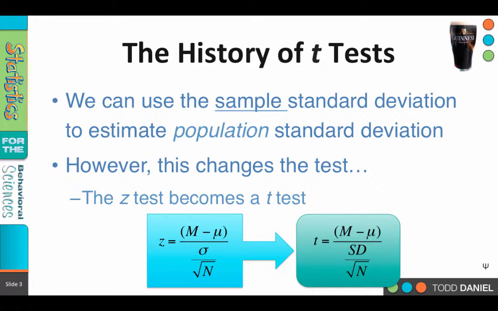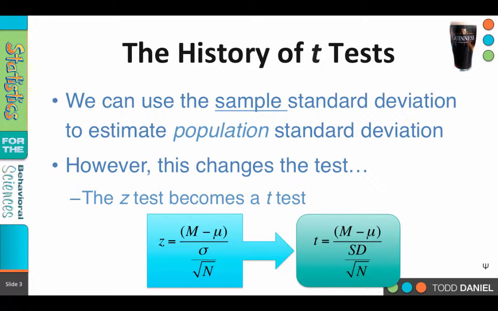Well, we might solve this problem simply by using the sample standard deviation in place of the population standard deviation. We already know that we use the sample mean as a representation of the population mean, so why not do the same thing with the standard deviation? And the answer is we can do that. However, it changes the nature of the test. And the test becomes something different than what we started with.